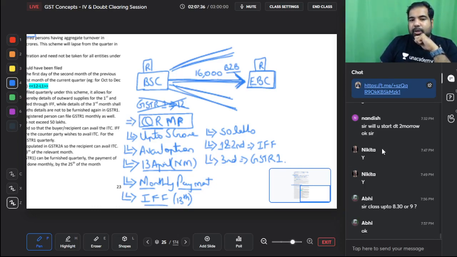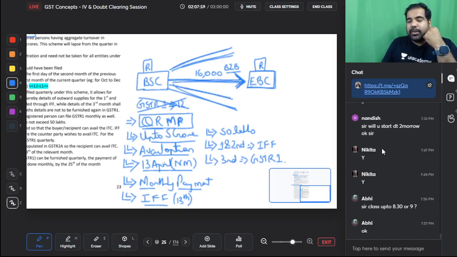It's a scheme that can be used by a person whose turnover last year is up to 5 crores, and this year also till you reach a quarter turnover of 5 crores. That means the moment you touch 5 crores or more, you have to be out of this scheme. You can avail it per registration, not per PAN. That's a good thing. Here you have to file only quarterly returns.